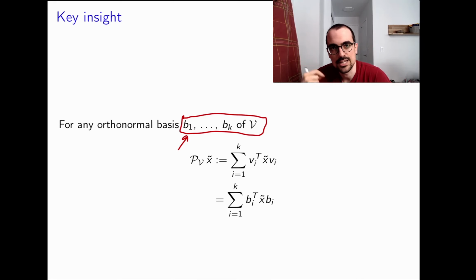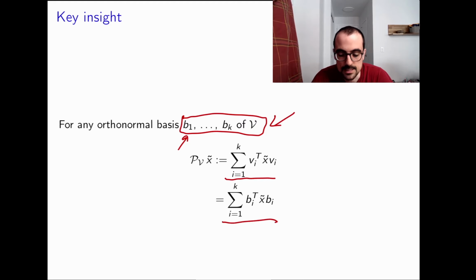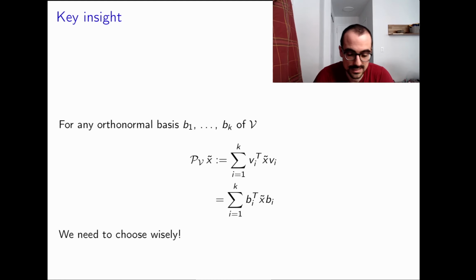I should have used v and b, given that I'm Spanish and I cannot really make the difference very well, but hopefully it will be clear. So we're interested in this guy. This guy is exactly equal to this because we have chosen b_1 to b_k to span the same subspace. Why all of this? Because what we're going to do is choose these guys very wisely to prove the result that we need.